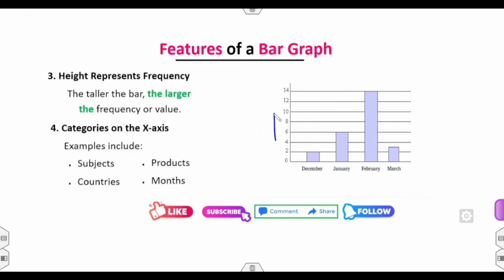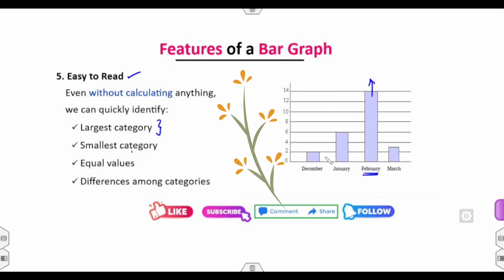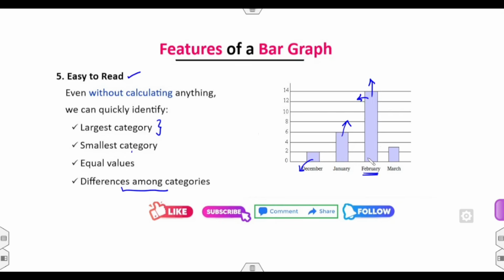The height, that is the y-axis. The y-axis will represent my frequency and the x-axis will represent my category like subjects, country, product, months, and so on. The bar graph is always easy to read, and once you draw it, you can easily see which one is the largest category. Like in this particular example, February is the largest category. The smallest category is December. December and March are almost equal. You can also easily see the difference between January and February.